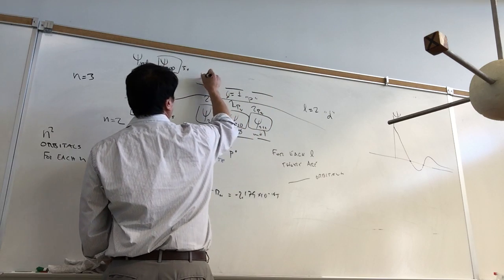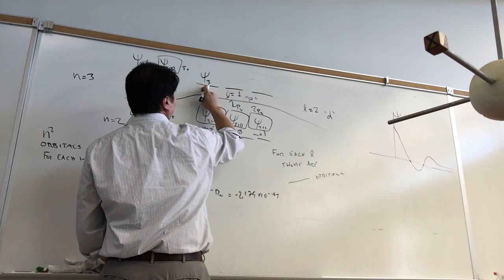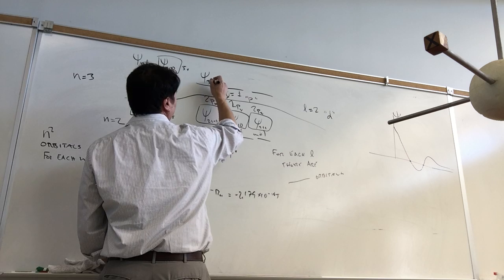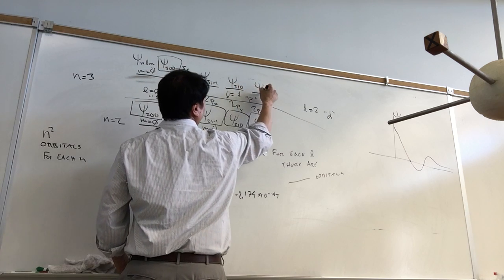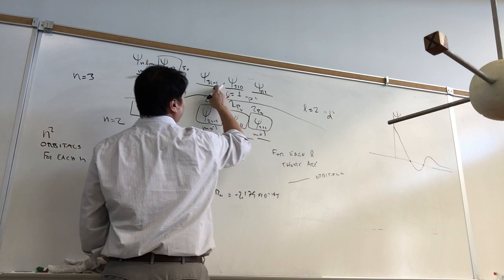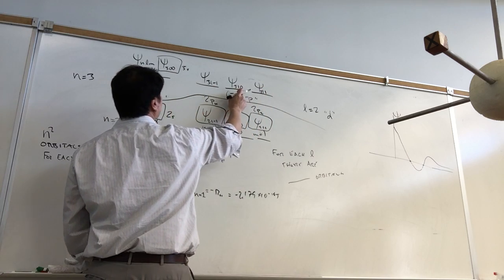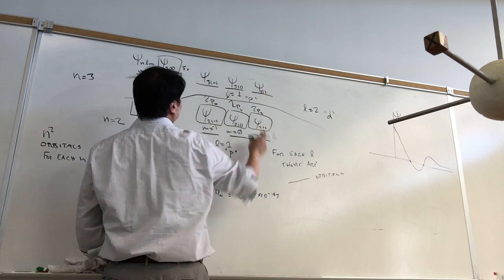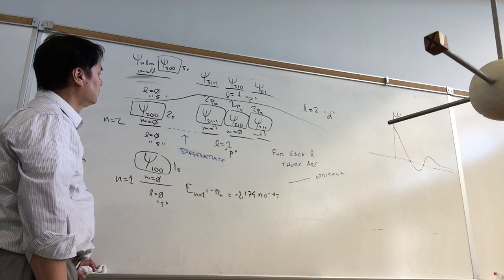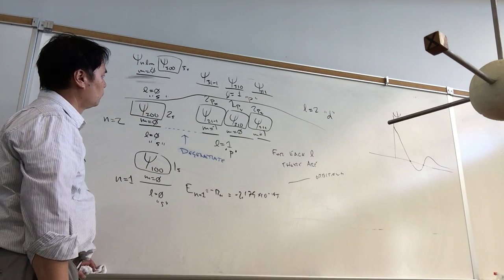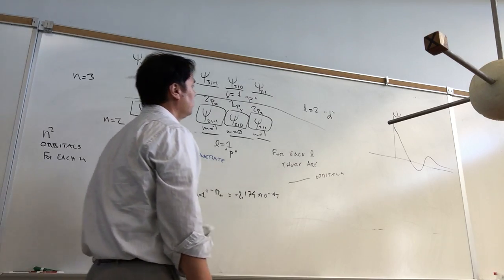So we have three p orbitals, three 3p orbitals. This is 3, 1, negative 1, 3, 1, 0, and 3, 1, 1, where m is equal to minus 1, m is equal to 0, m is equal to 1. Those are our m values here. 3px, 3py, 3pz.